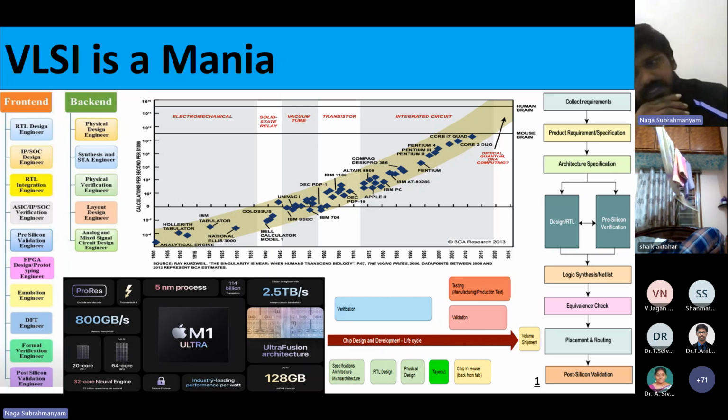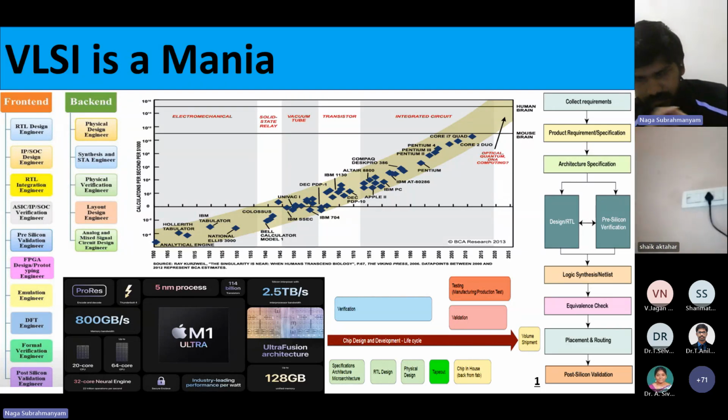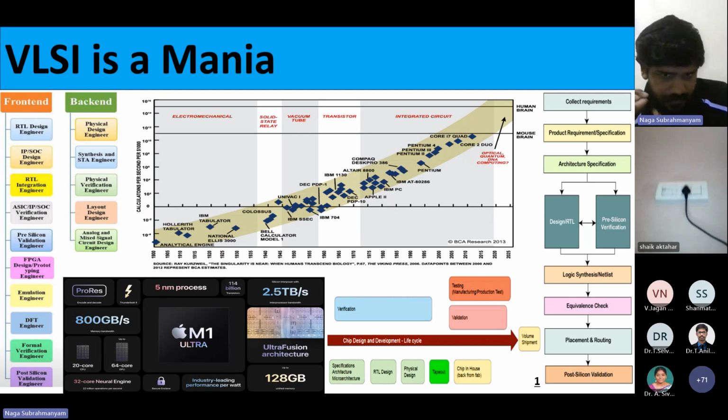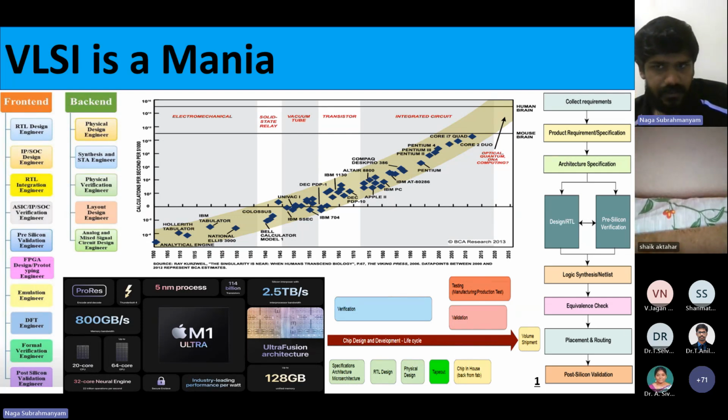In the verification there are different ways of doing things. After that it will come to various levels of checking. After that it will come to the fabrication. Then it will come to the physical stage. That's how chip processing will be done.